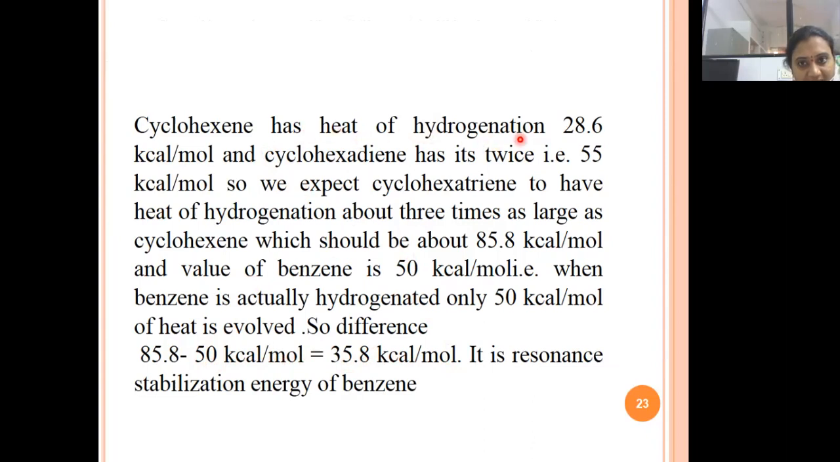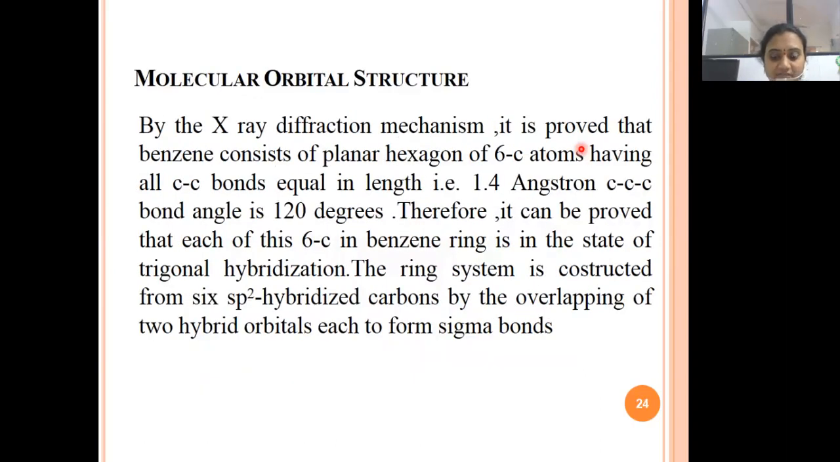This is the resonance energy of the benzene. Cyclohexene has a heat of hydrogenation of 28.6, whereas cyclohexadiene has 55, almost double the energy. So we expect benzene to have a heat of hydrogenation about 3 times 28.6, about 85.8 kilocalories per mole, but the value for benzene is 50 kilocalories per mole. So when benzene is actually hydrogenated, only 50 kilocalories per mole of heat is evolved. The difference, 35.8 kilocalories per mole, is the actual energy of the benzene.